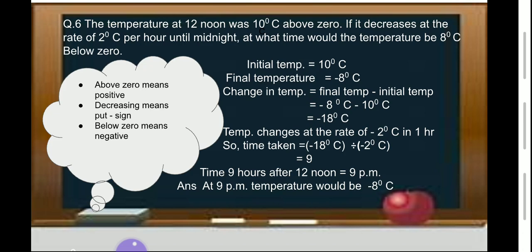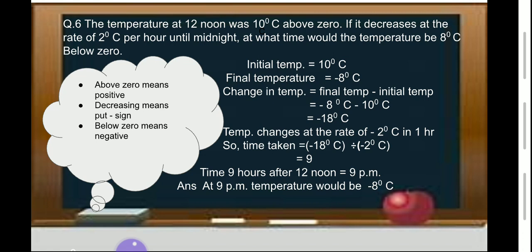Questions 3, 4 and 5 you will do by yourself as assignment of today. Question number 6 says the temperature at 12 noon was 10 degrees Celsius above zero. If it decreases at the rate of 2 degrees Celsius per hour until midnight, at what time would the temperature be 8 degrees Celsius below zero?